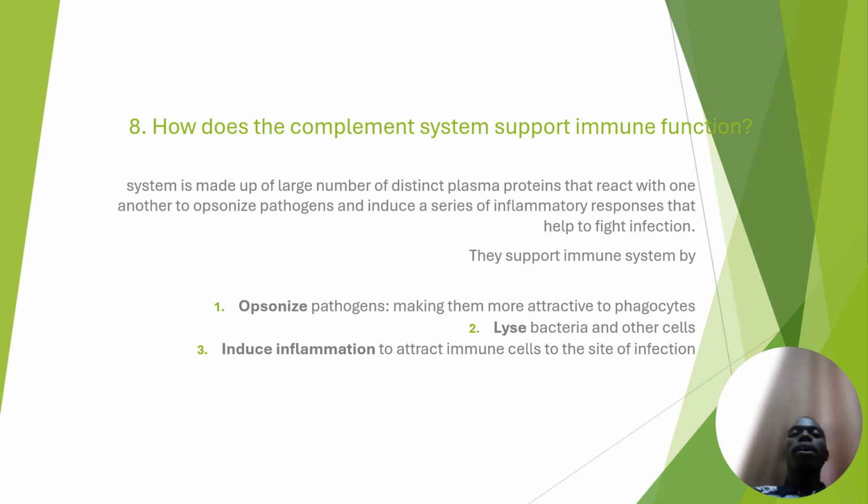By inducing a series of inflammatory responses, this is calling upon the immune cells to fight against that pathogen and to prevent further inflammation. So this is the way they do it. Firstly, they opsonize the pathogen. Opsonizing the pathogen is making it more attractive to phagocytes, presenting the pathogen to other immune cells, like phagocytes, until the time that they come.